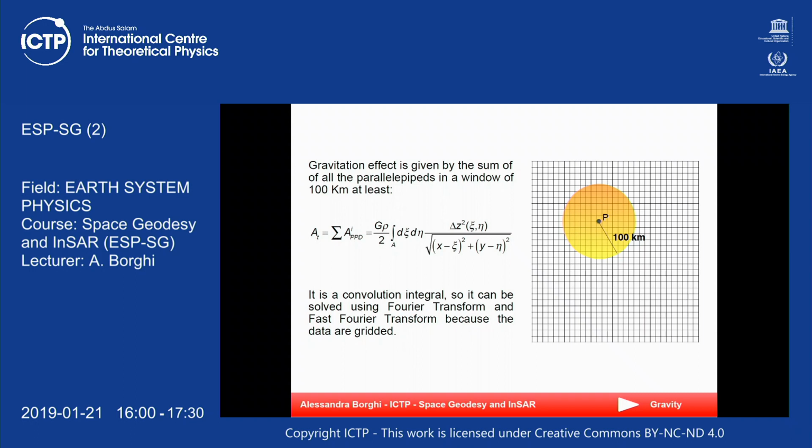I put 100 kilometers, but to be honest, now we prefer to have a bigger zone, to arrive to 150 kilometers. So it's better to have a bigger zone than a smaller one. In the past, this was time consuming in terms of computation, of course. Now we have a very high computing capacity, so we can improve the zone.